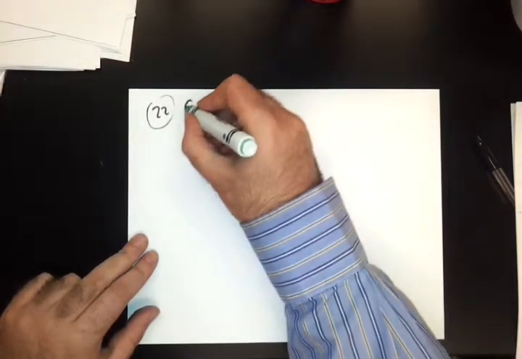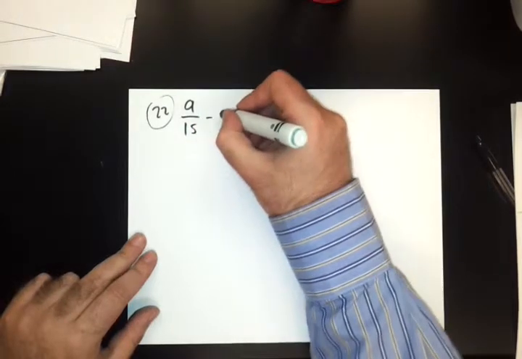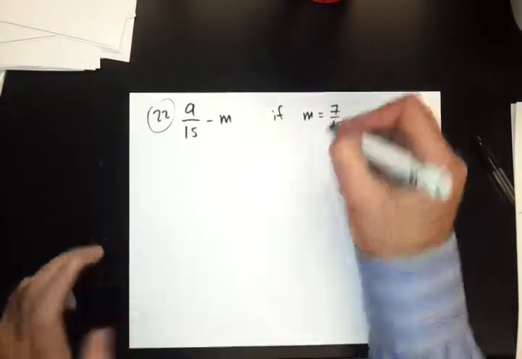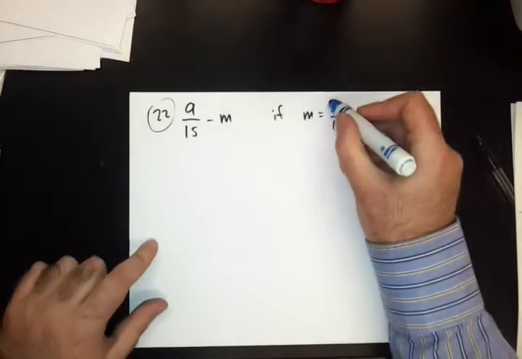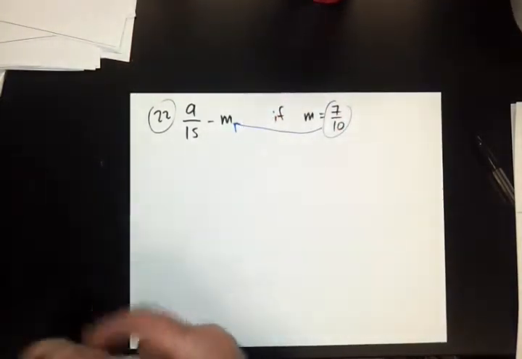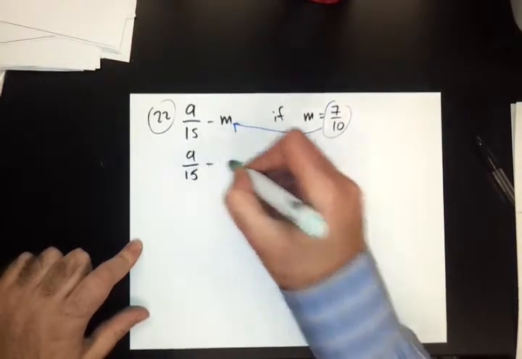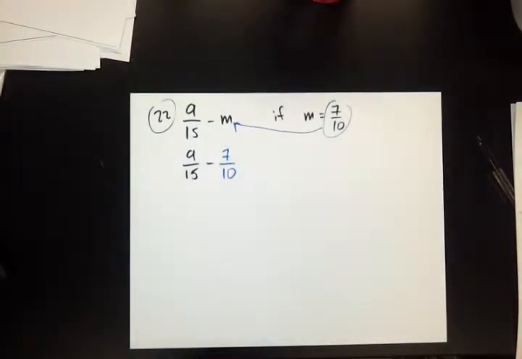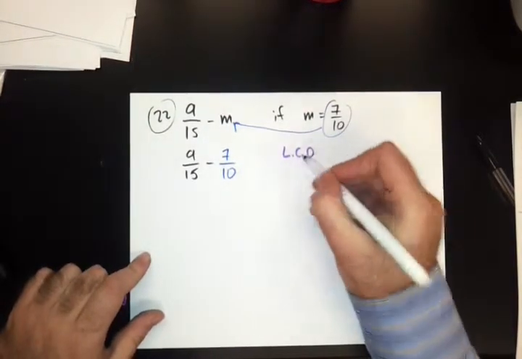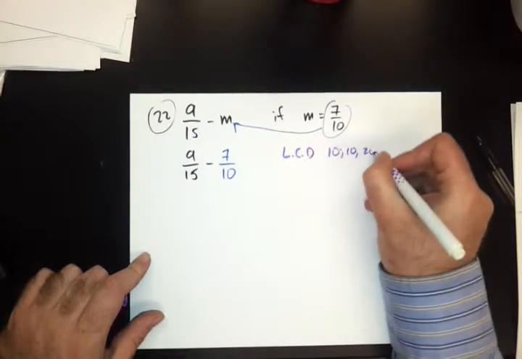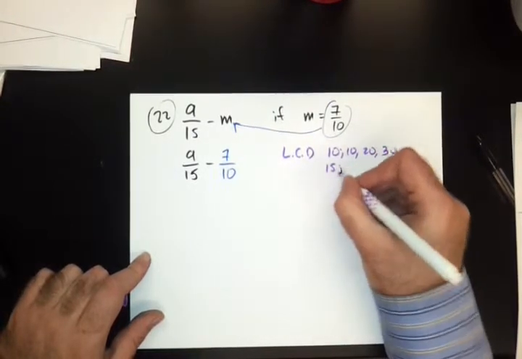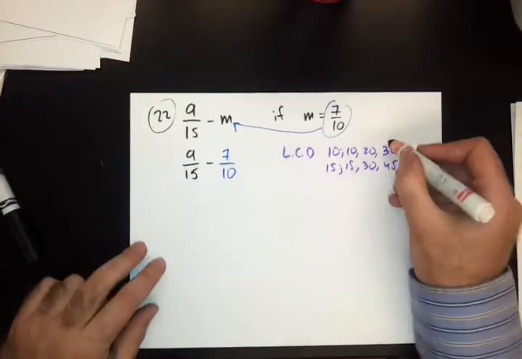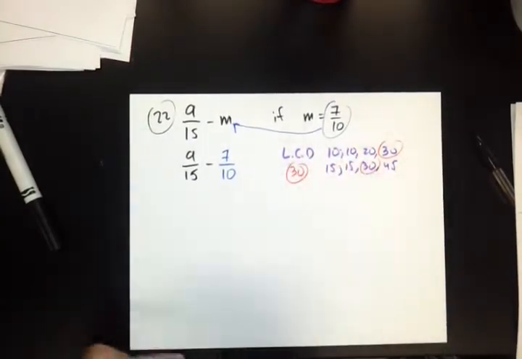22, you have 9 over 15 minus m if m is 7 over 10. Okay, substitution problem. Substitute that in. So 9 over 15 minus 7 over 10. Come up with your LCD. You can do 150 with method 1. I don't recommend it because the factors for 10 are 10, 20, 30. The factors for 15 are 15, 30, and you can see already the number they have in common, the 30. So that's going to be our LCD.